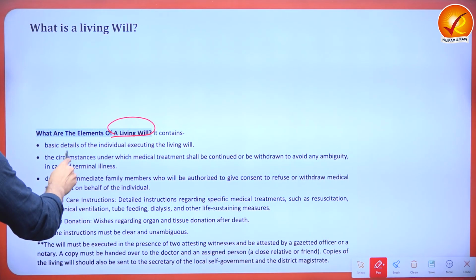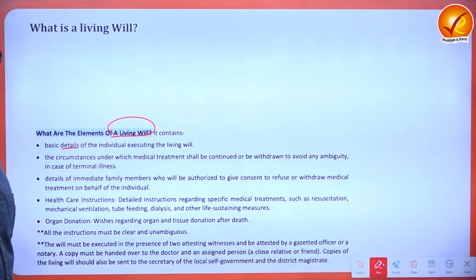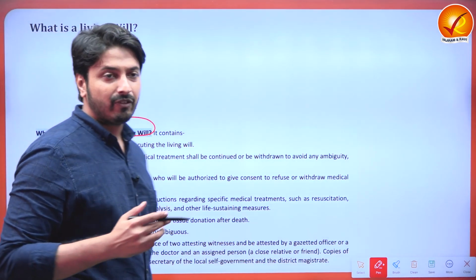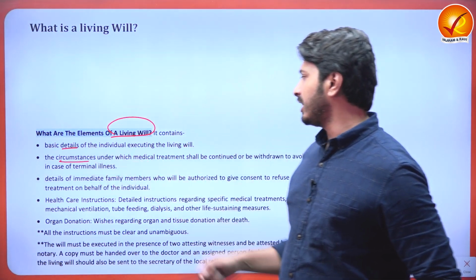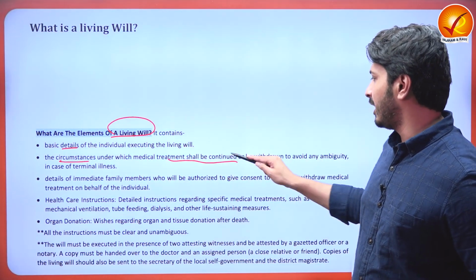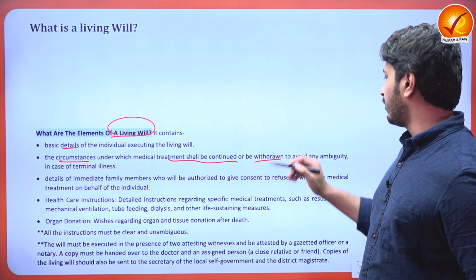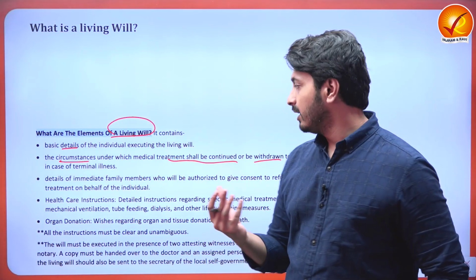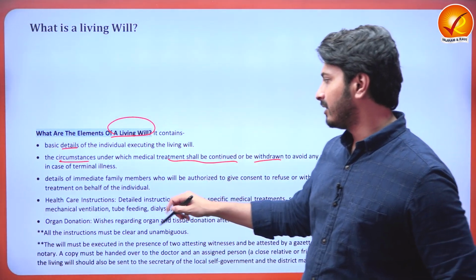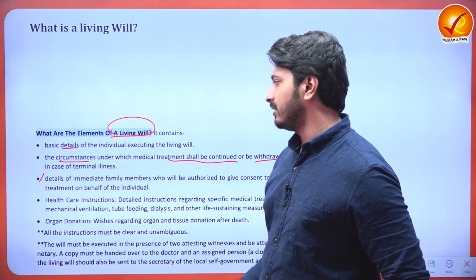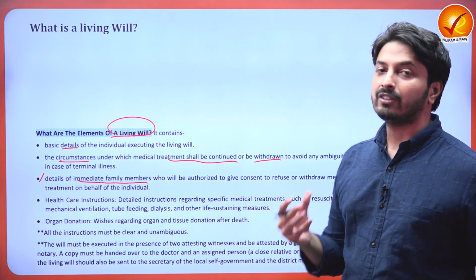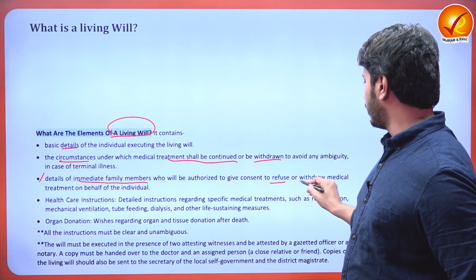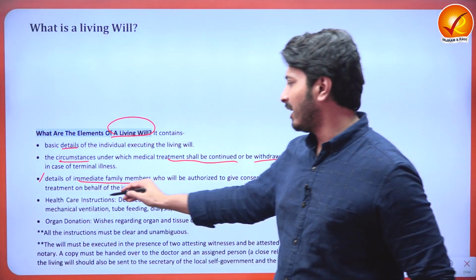So ultimately it consists of the basic details of the individual executing the will. Apart from it, it also entails the circumstances under which medical treatment shall be continued or withdrawn, to avoid any ambiguity in case of terminal illness. The third important point we need to note here are the details of immediate family members who will be authorized to give consent to refuse or withdraw medical treatment on behalf of the individual.